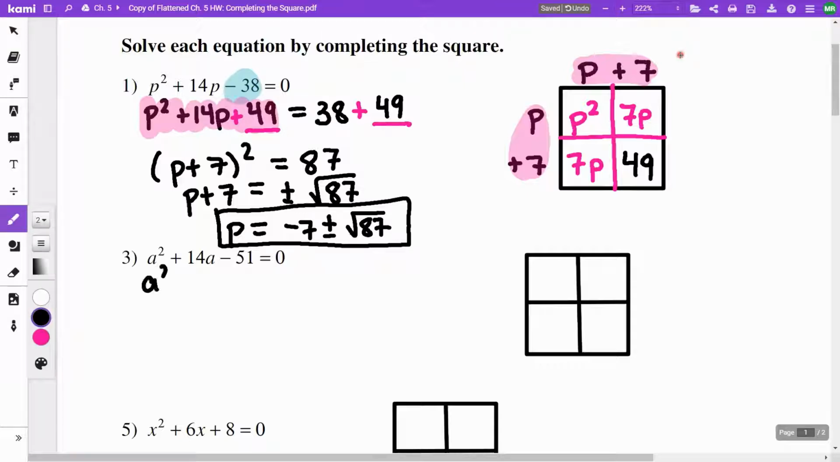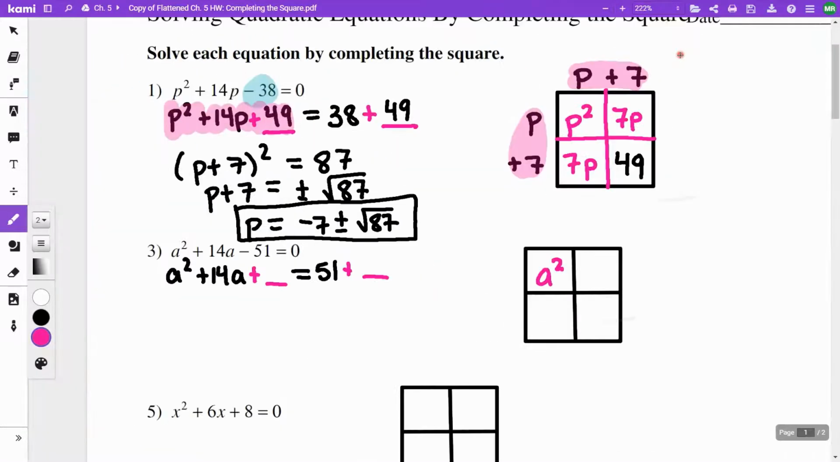Okay, so for this problem, again, I have a 51 minus 51. That's not helping me. So I'm going to add the 51 to the other side. And I need to figure out what I'm adding to this side and adding to this side to make it into a perfect square. Now, in this case, we should hopefully know what we're going to be adding because the problem above also had a 14. So this is going to be an a squared.